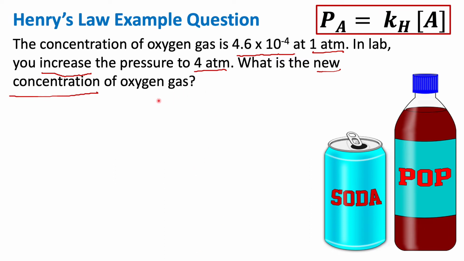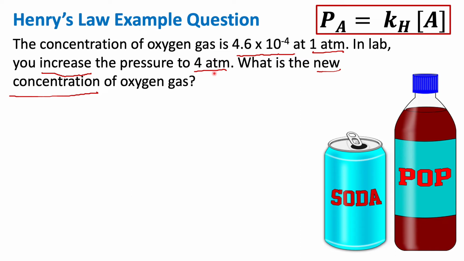Now the first thing I want you guys to make note of is the increase in pressure. Remember, Henry's law states that concentration and pressure are directly proportional to one another. If we increase the pressure, we increase the concentration of dissolved gas. So that means that if we increase the pressure in this question, we will also be increasing our concentration of oxygen gas, which we start off with this value of 4.6 times 10 to the negative 4. Now this pressure, we start off at 1 atm, but we're ending off at 4 atm.